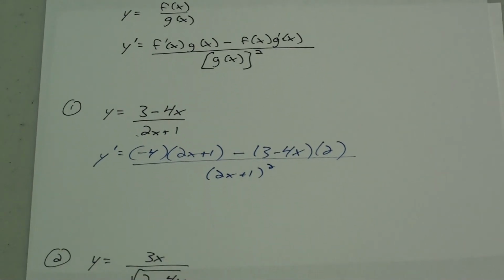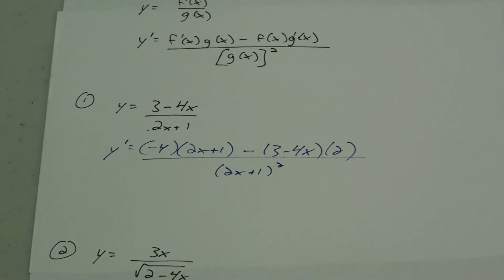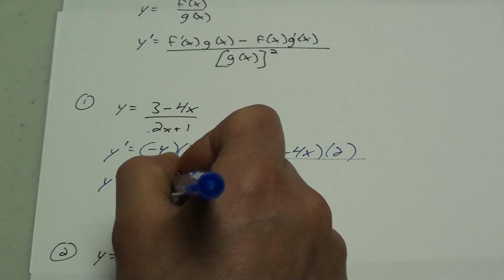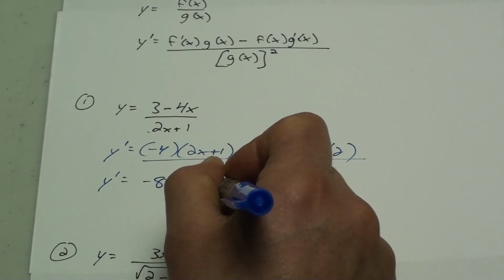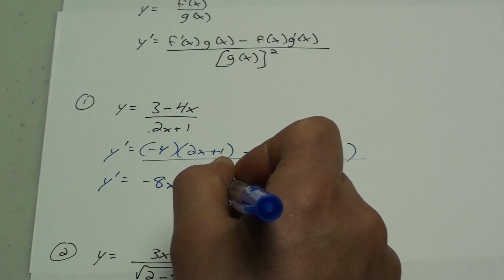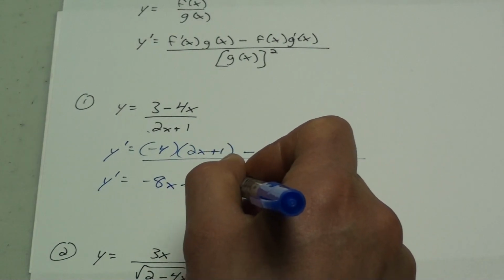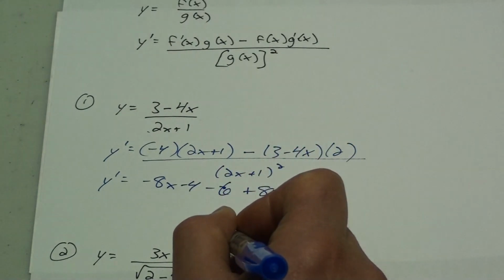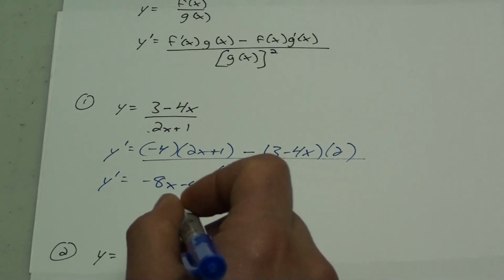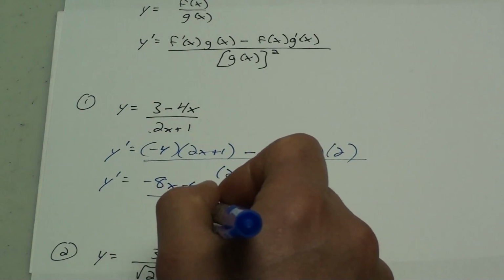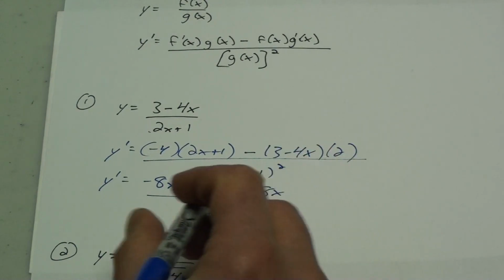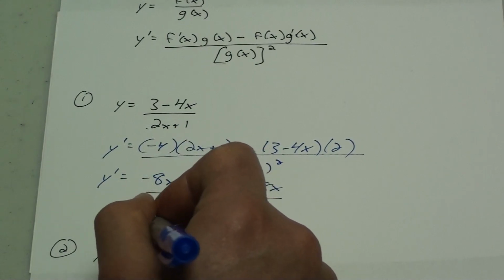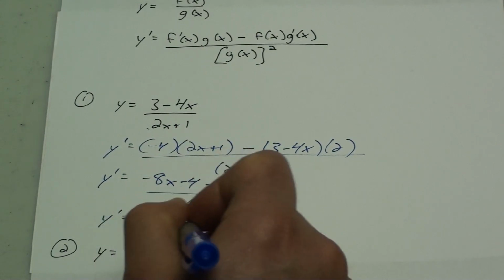Now you can probably do a little bit of simplifying on the top. So that's going to give me -8x minus 4 minus, multiplying that by 2, so that's going to give me -6 plus 8x, and all over 2x plus 1 squared. My 8x's will cancel out, and my derivative is just going to be -10 over 2x plus 1 squared.